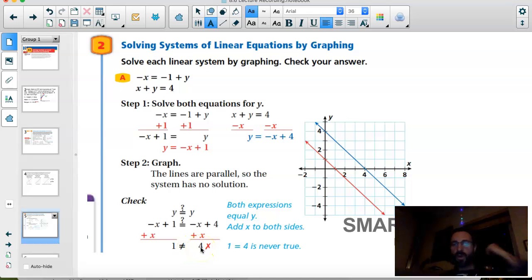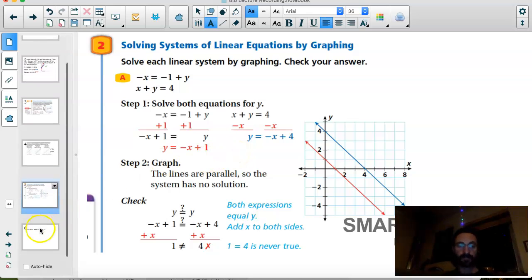There's no way that something I could plug into the first equation will be the same as the second equation. So that's the big idea. Again, you can see this example in the book. There's another example B that goes along with it. I recommend you look at it.